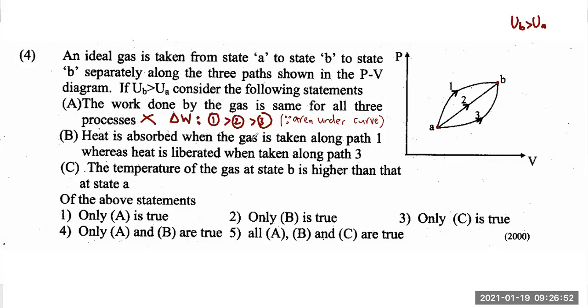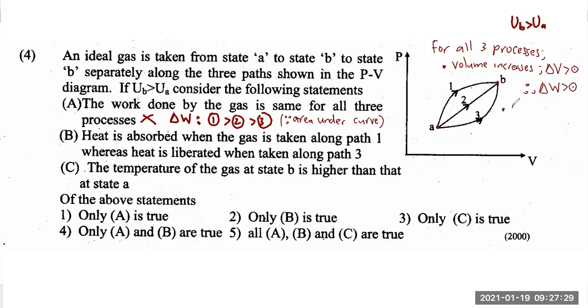Heat is absorbed when gas is taken along path one, whereas heat is liberated when taken along path three. Now, I think that is incorrect because for all three processes, what's happening? We know volume is increasing. When volume increases, that means delta V is positive. So delta W should be positive for all three processes.